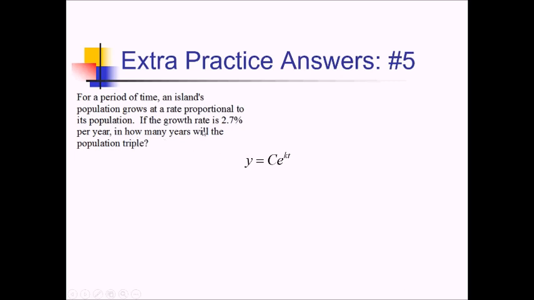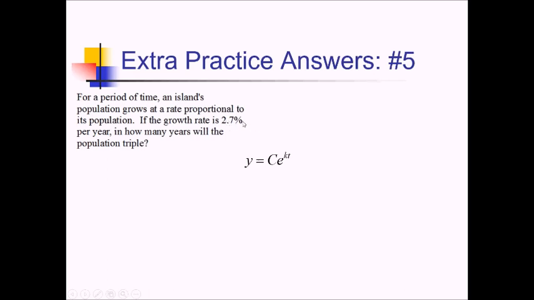So we're asking in how many years. That's a t value we have to solve for. So that means we need to plug something in for y, c, and k. Well, I don't know what my starting value is. That would be the c value, and I don't know what my target value is. But I do know that y needs to be 3 times c, because the population has to triple when the growth rate is 0.027.